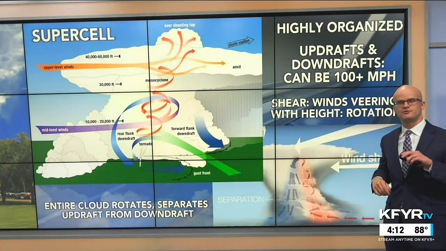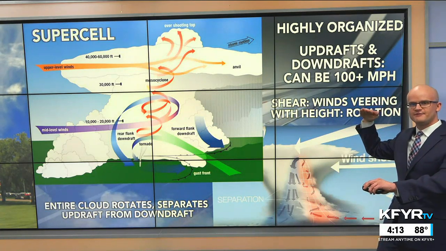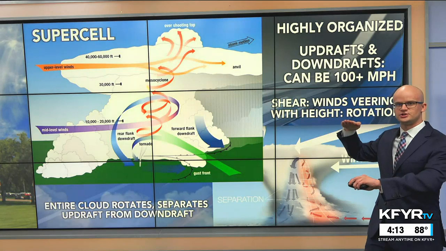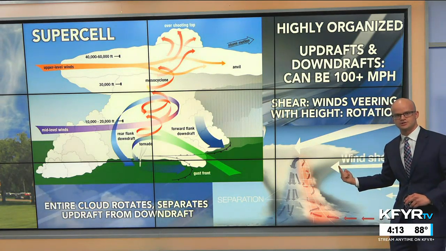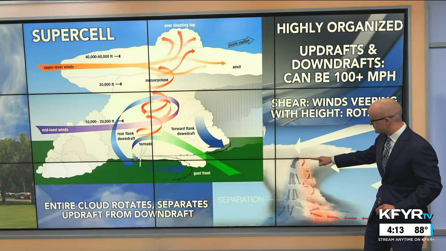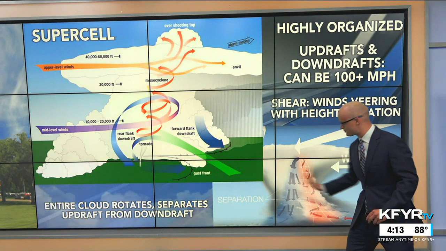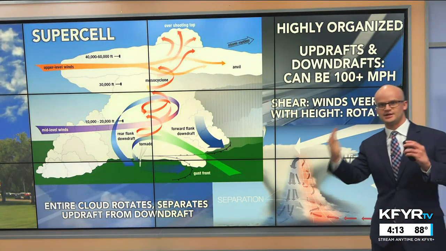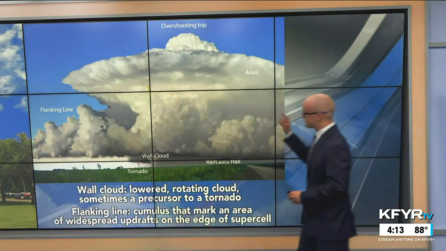So let's say we have a wind coming out of the south at 20 miles per hour, but aloft we have a wind coming in out of the east at 50 miles per hour. That is both directional and speed shear in the atmosphere, allowing for rotation to form and allowing for our updraft and our downdraft within these supercell thunderstorms to separate from each other. That allows the storm to not fall apart really quickly when we get the updraft to be separate from our downdraft.